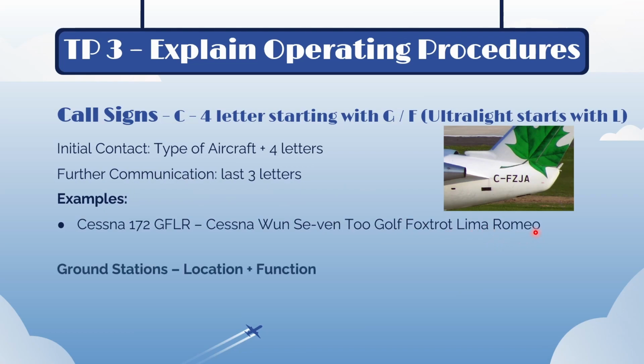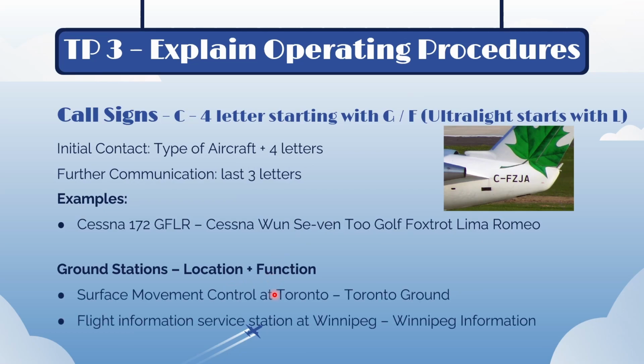Right, pretty simple. And for ground stations, they also have their own call signs. It's basically a combination of location and function. So for example, you've got surface movement control at Toronto, so you call that Toronto ground. Pretty self-explanatory, it is at Toronto, and it is a ground. Surface movement control, we call that ground, so Toronto ground. Another one is flight information service stations at Winnipeg, so we can call that Winnipeg information. Right, again, pretty self-explanatory.